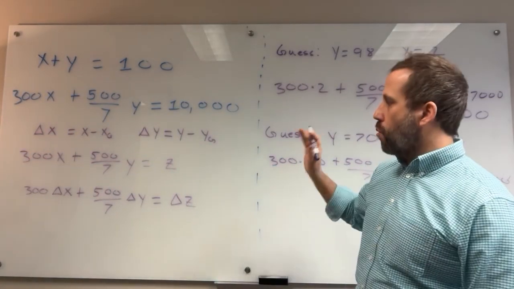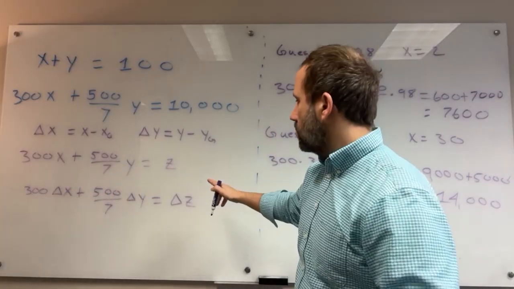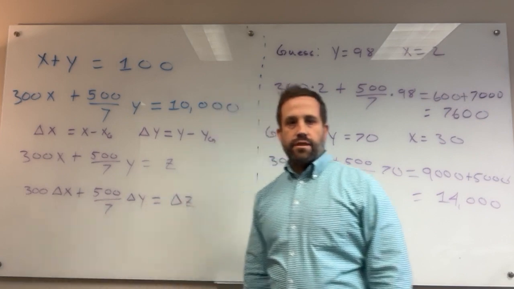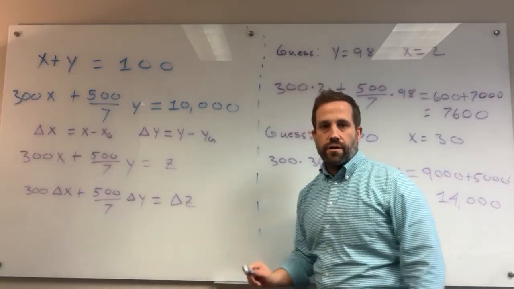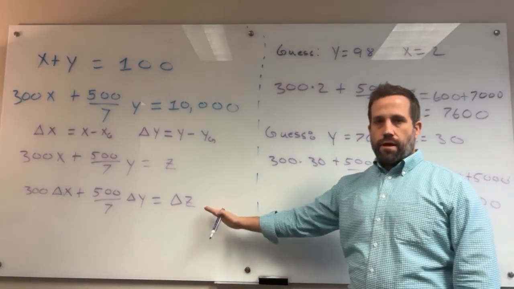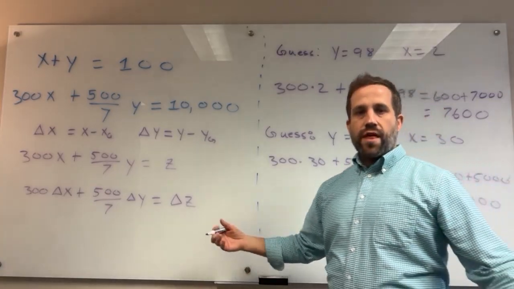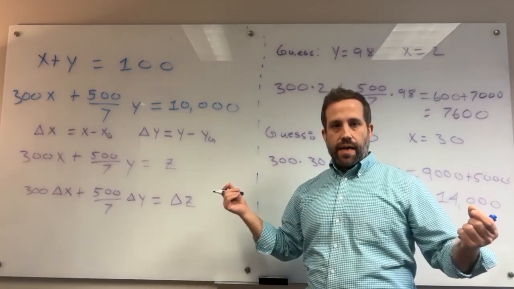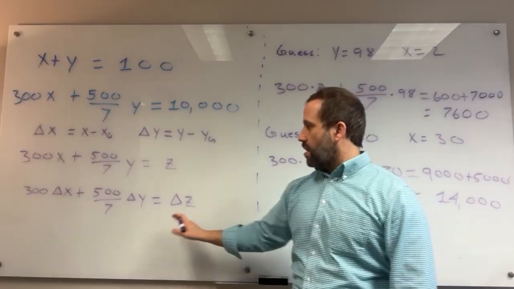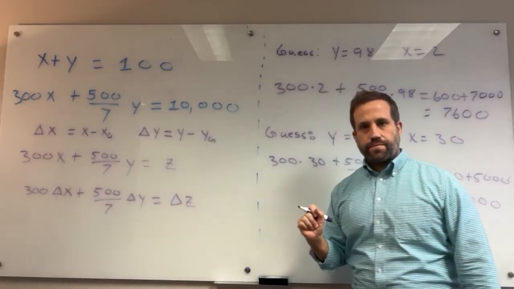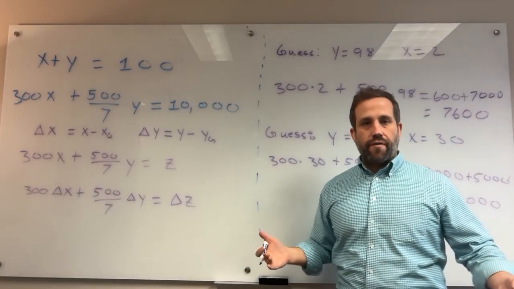Okay, so if we forget about where this problem comes from, if I just define this function and say this is equal to delta z, then 300 times the change in x plus 500 over 7 times the change in y is going to be equal to the change in z. Because it's linear, the change in z is just the corresponding change in x and y, where we plug in delta x and delta y where we had x and y before. This only works for linear functions. If it's not linear in a variable, it's not going to work.